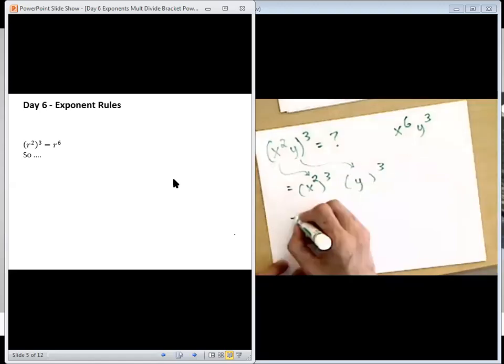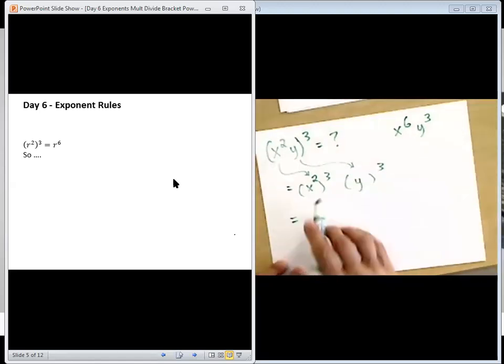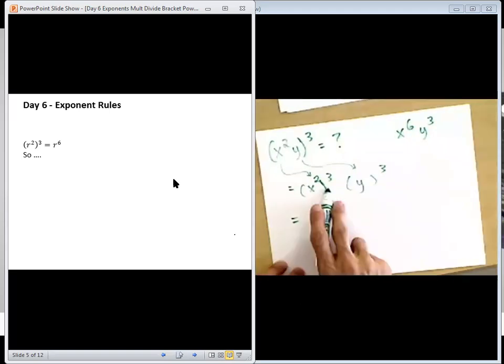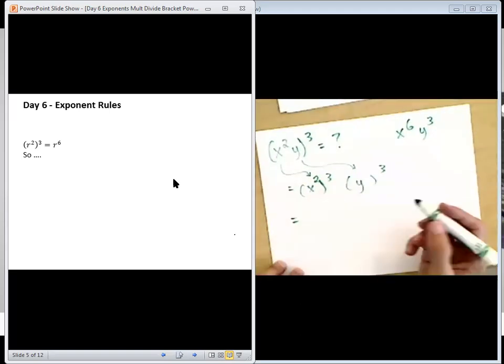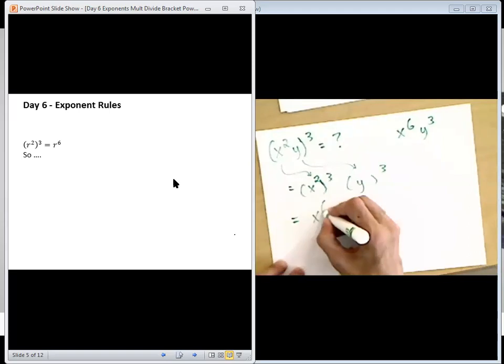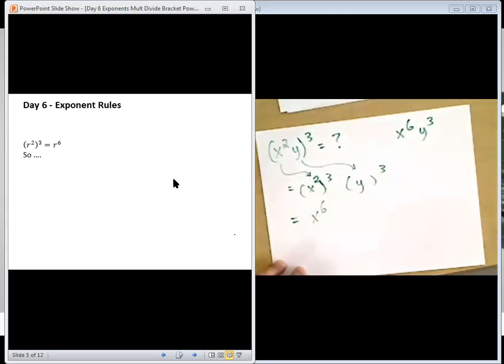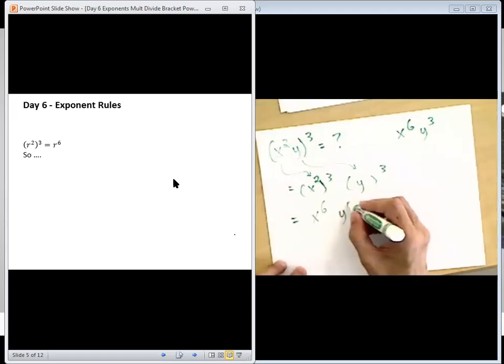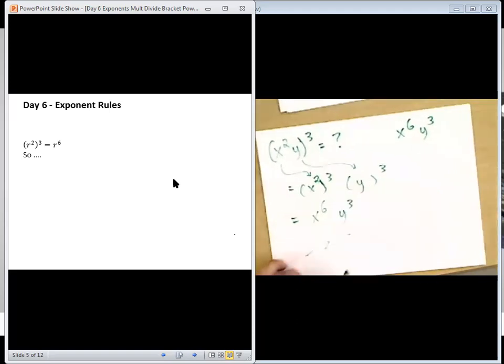Okay, it's a bit faster. This bracket is in between. What happens with the 2 and the 3? Multiply them together. And there's your x to the 6 coming out. The y on the outside, invisible 1. You get your y cubed and you're done.